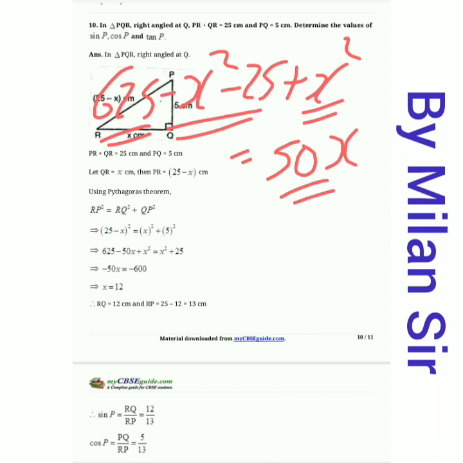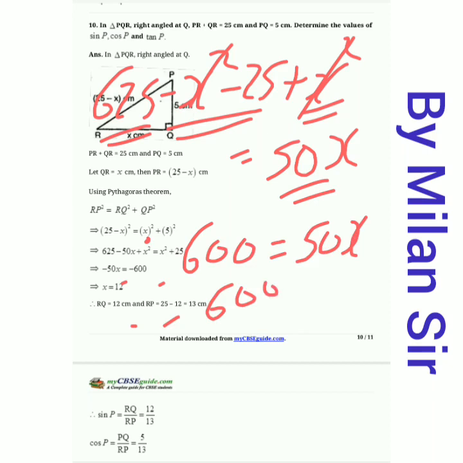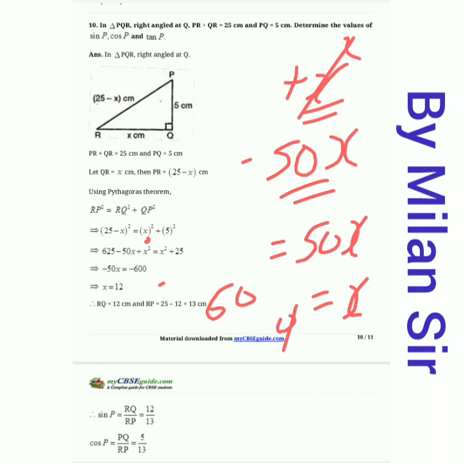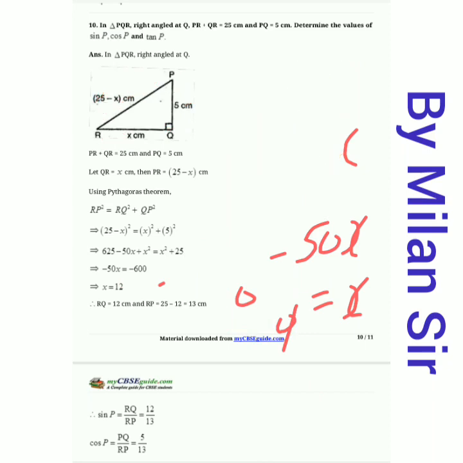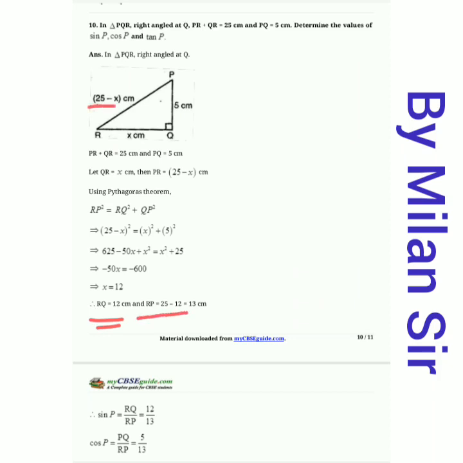Right? Then plus x square minus x square cancel, so left hand side 625 minus 25, 600, here 50x, so transfer 50 to the left hand side, it goes in division, so 0 0 cut, 60 by 5, it's a 12, so x is equal to 12. Okay, x is equal to 12, then you can find your QR and PR. x is equal to 12, that means your QR is equal to 12 and PR is equal to 25 minus x, so 25 minus 12, it's a 13, right?